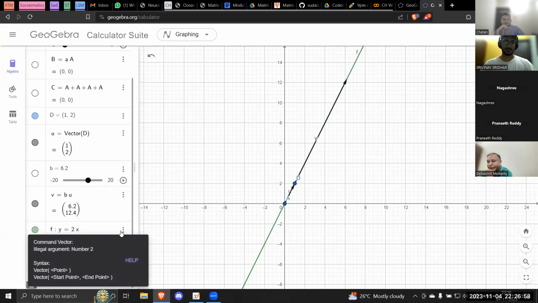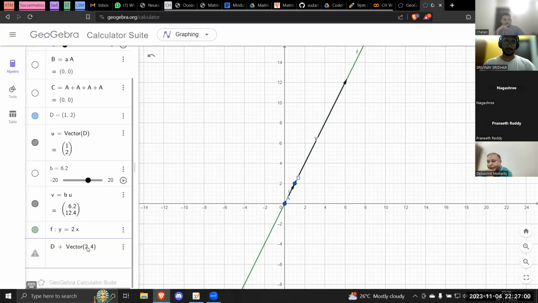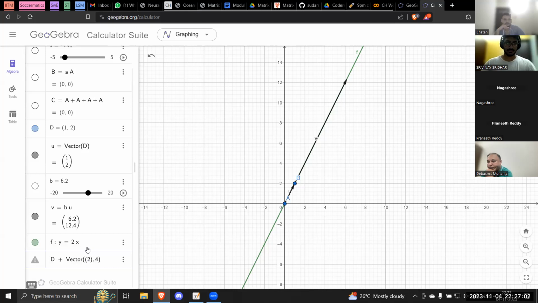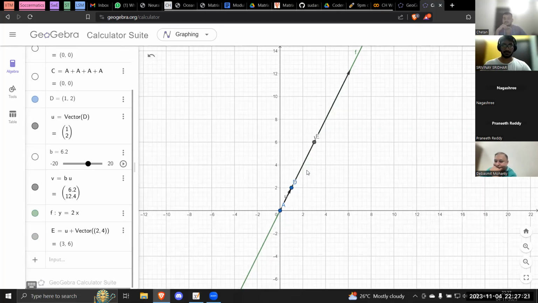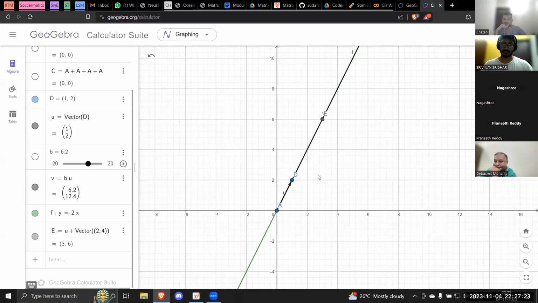You'll have to define the vector first, I think. Oh, tuple. Okay. Yeah, right. So I added a vector (1, 2) with another vector (2, 4). Can you see that I got a resultant vector (3, 6) and that it lies on this line? So it is a subspace in itself. This line is a subspace in itself.